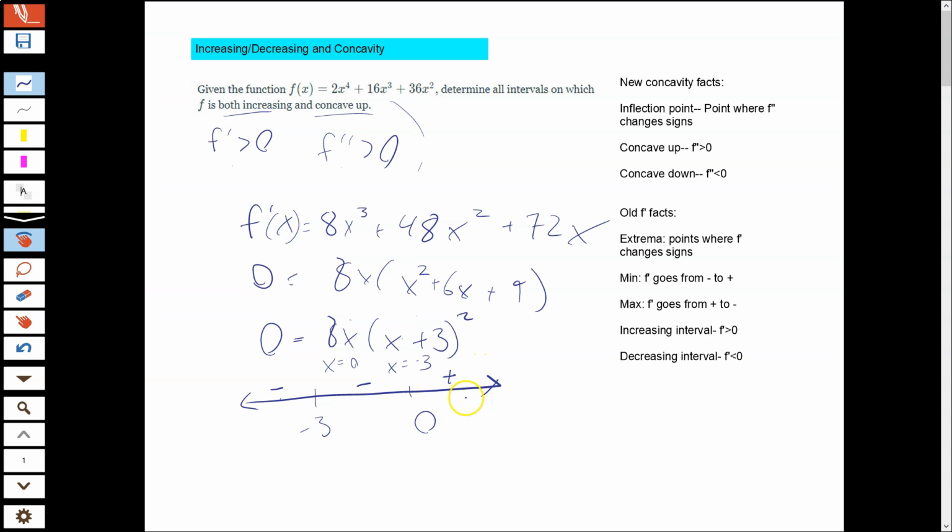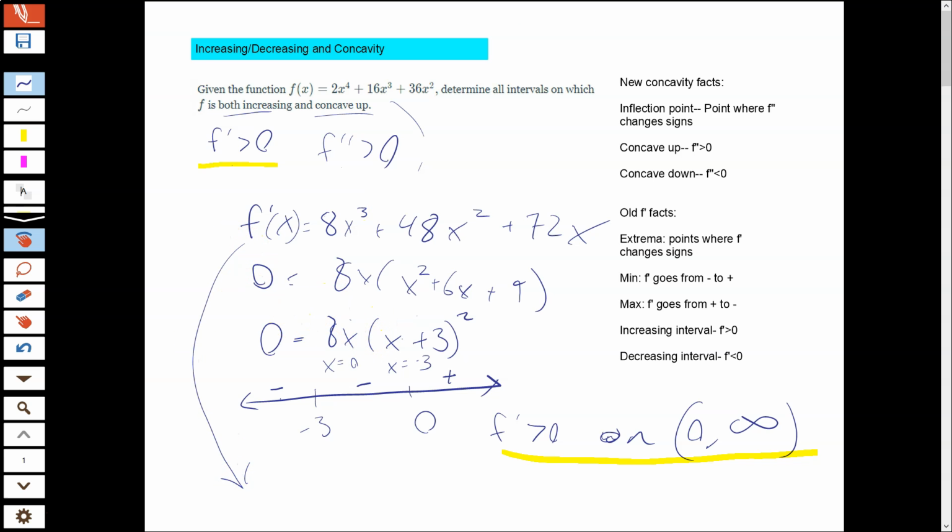Okay. So remember, we want increasing intervals. So my derivative is positive. We'll say on 0 to infinity is what I conclude here, right? So there's my increasing region of the function from 0 to infinity. Now let's look into concavity.